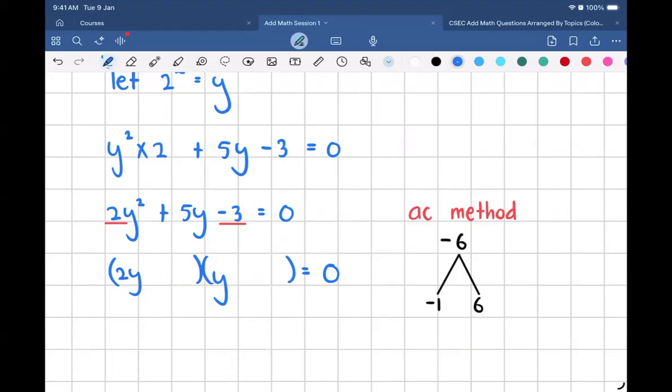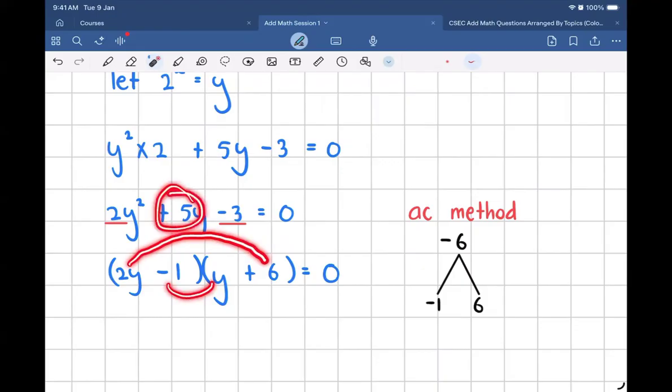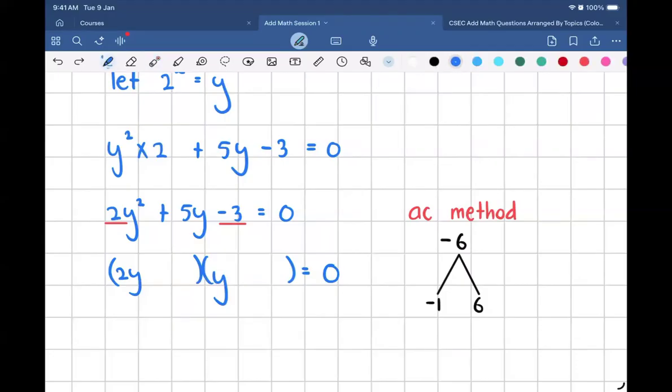Now, if I put the minus 1 over here and the plus 6 over here, if you do the multiplication quickly, you'll see that you're getting back 2y squared, but this 2y would multiply by the 6, and you'll get what? What's 2y by 6? 12y. Yeah, and that's kind of far from plus 5. Yes, sir. So maybe we should switch the minus 1 and the 6. So I could write plus 6 over here and minus 1 over here.